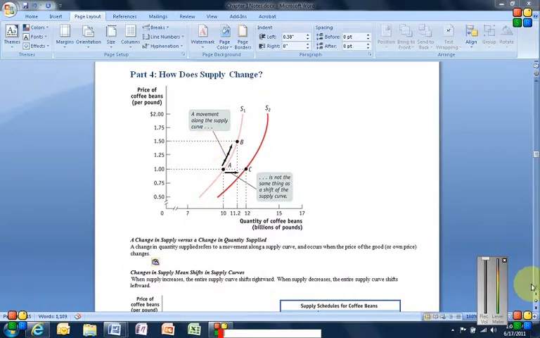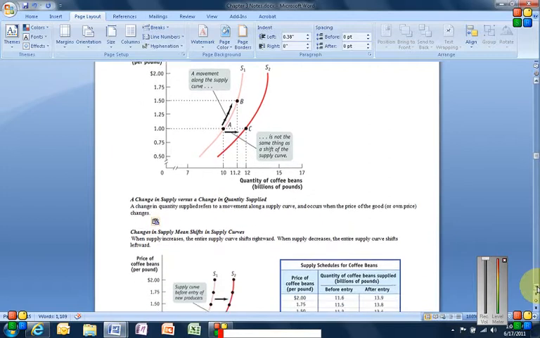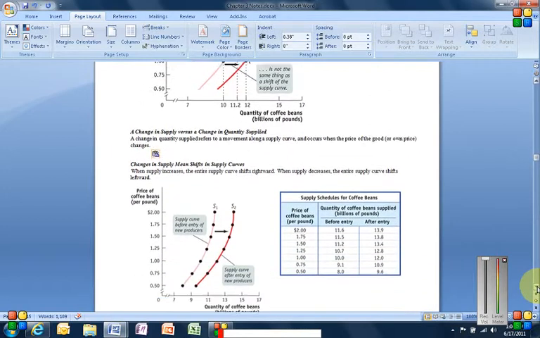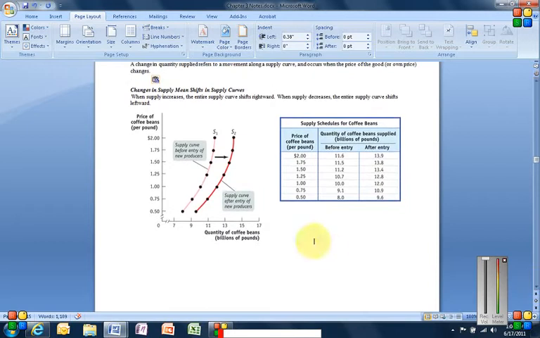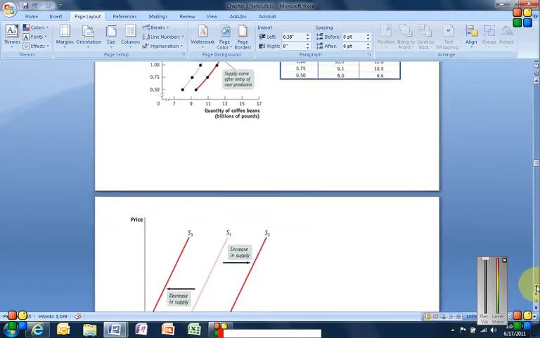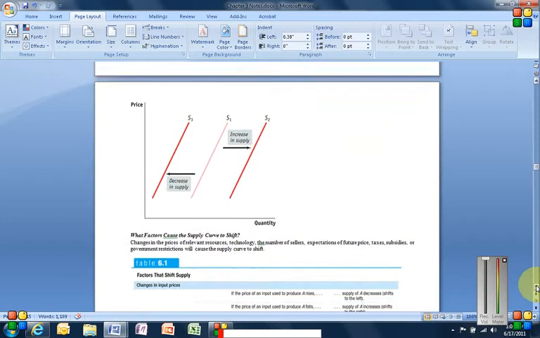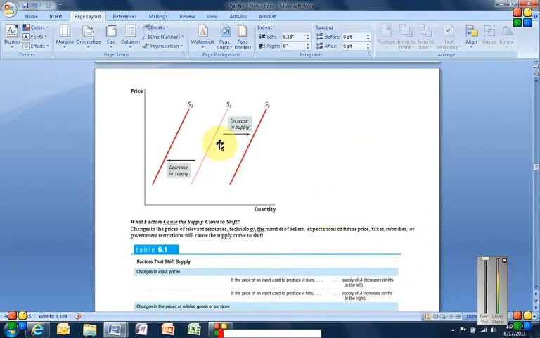But understand there's a difference, just like we had for demand, between a change in quantity supplied and a change in supply. And so, sticking with the coffee example, here's an example of an increase in supply that's more detailed than what we'll use normally, but it shows a bunch of possible price points along with their quantities before and after the shift. Let's go down to the simplified version, which is what we're going to use more often. And as I said before, increase in supply would necessitate a new curve being drawn to the right, decrease in supply drawn to the left.